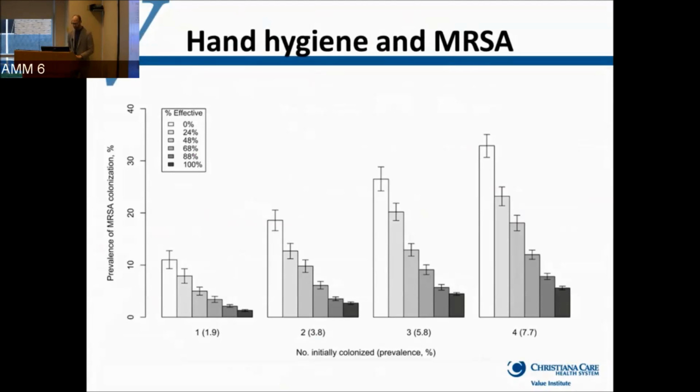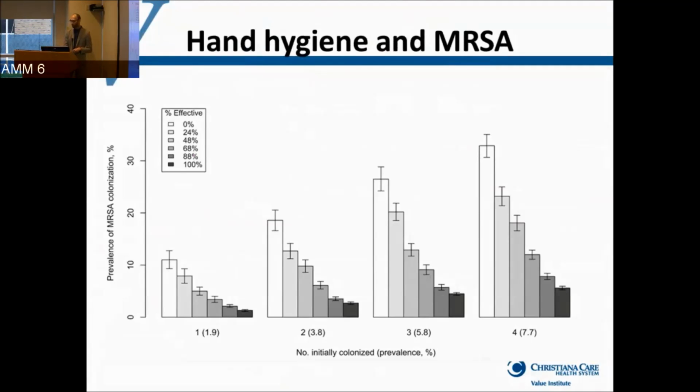To describe this graph a little bit, the y-axis is the prevalence of MRSA colonization post-simulation. That means after I've run this simulation for 9 days. You know what I mean? It's been going on. The NICU lasted for 9 days. So that's the post-simulation prevalence of MRSA colonization.